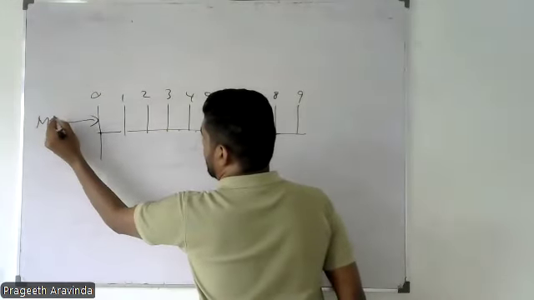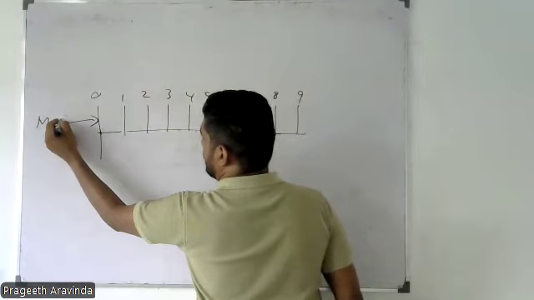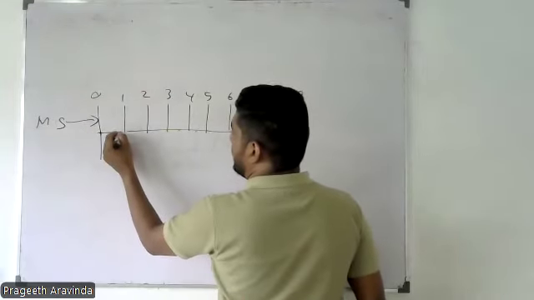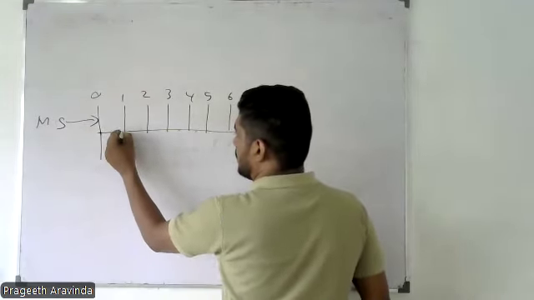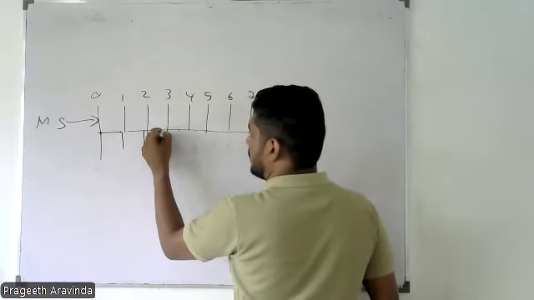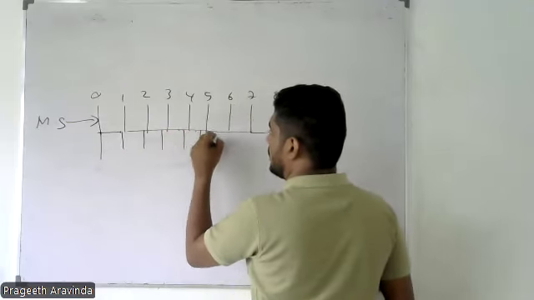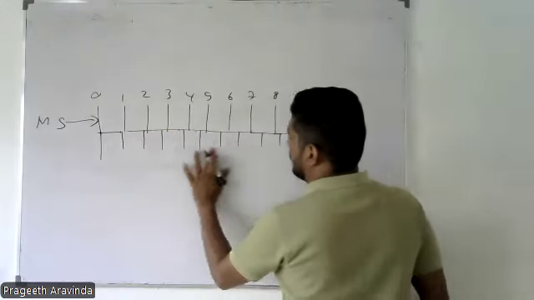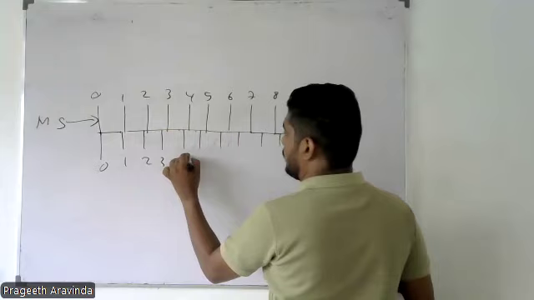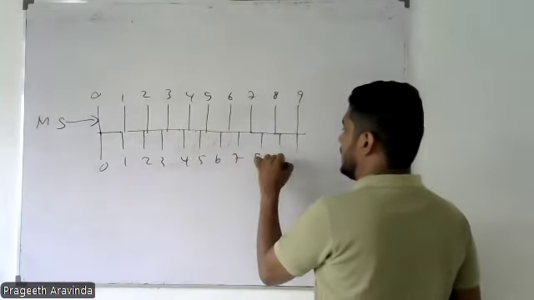Nine divisions of the main scale are divided into zero, 1, 2, 3, 4, 5, 6, 7, 8, 9, 10.